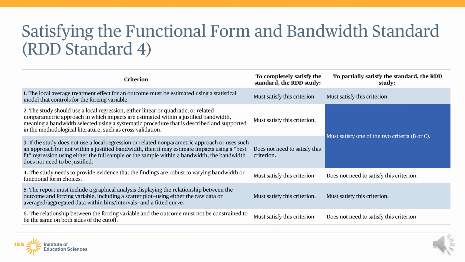This study would meet the requirements of option 1 for satisfying criterion D when criterion B was met, even though it would not meet the requirements for option 2. In this case, the WWC would still consider this study robust to varying functional forms of bandwidths, given that it satisfied option 1 for meeting criterion D.